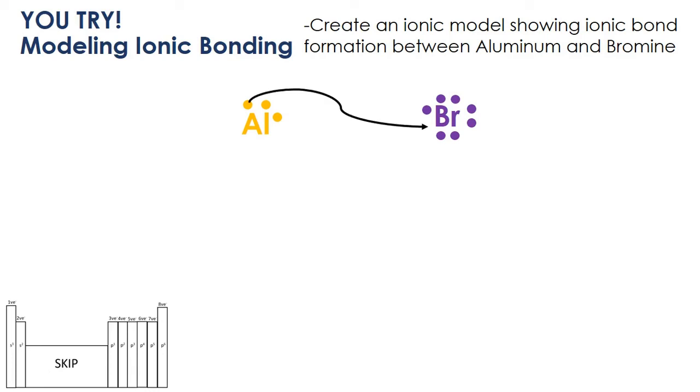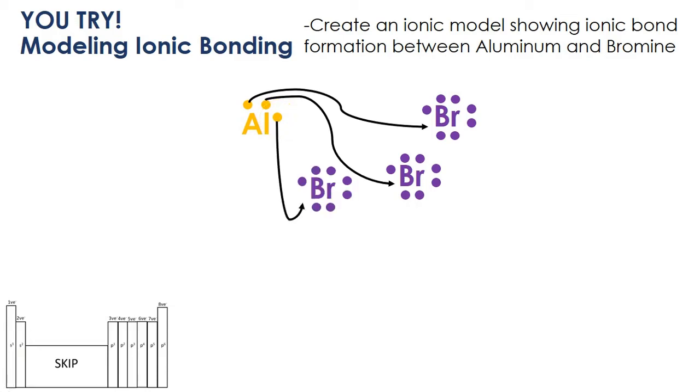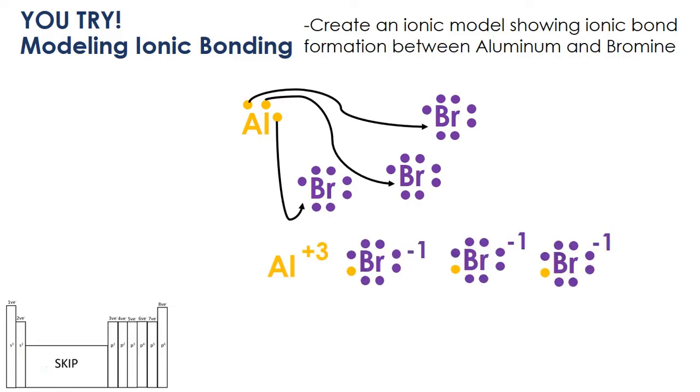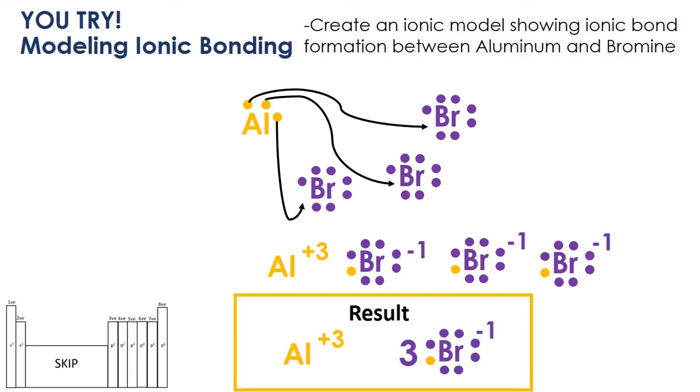One of the electrons from aluminum is going to be transferred to our bromine, and bromine is going to have now 8 electrons around it. Aluminum still has 2 electrons left. So the other electron is going to go to another bromine atom, and now it's going to have 8 electrons around it. And because aluminum still has 1 more electron to give away and transfer, it's going to transfer it to another bromine atom, causing each of these bromine atoms to have a -1 charge. And because aluminum gave away all its electrons, it's going to have a +3 charge. And this is what the result is going to look like.